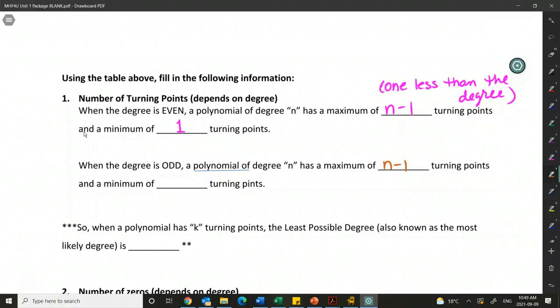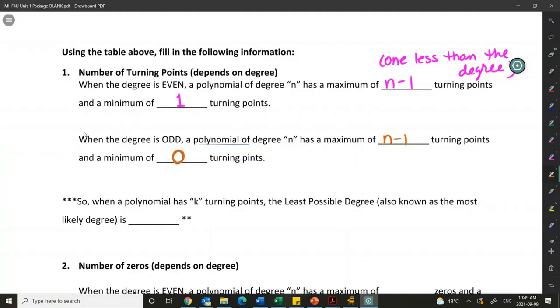What is the minimum number of turning points for an odd or S-shaped polynomial? Michael? Must be 0. Okay, because I could have a slight S curve that would have no turning points, or I can have it more pronounced.